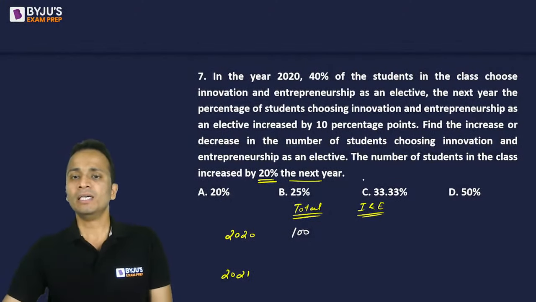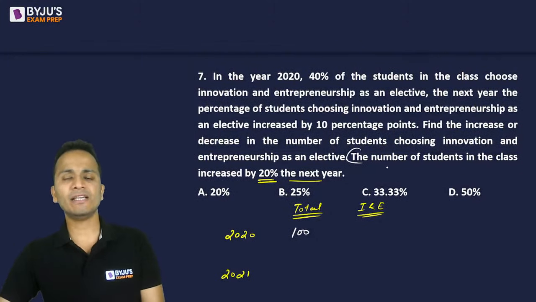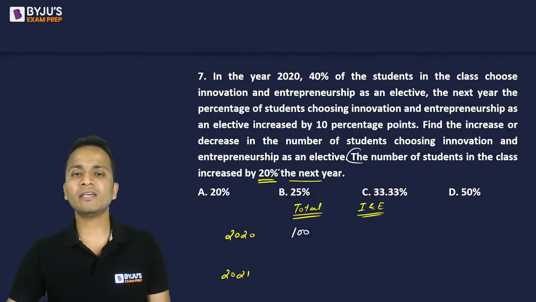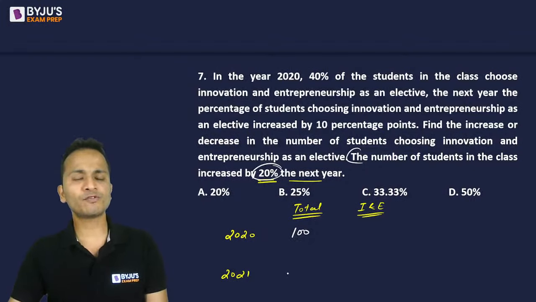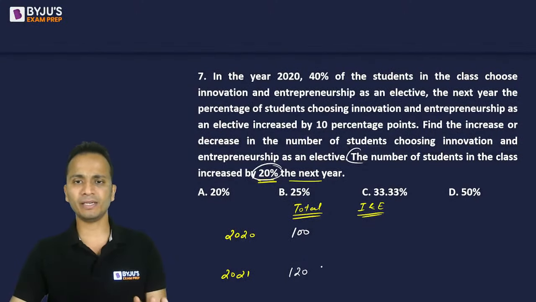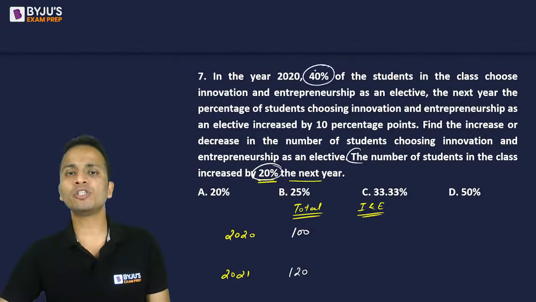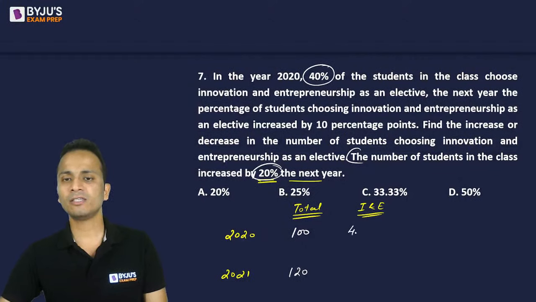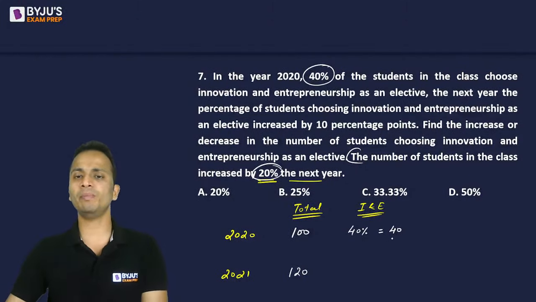Fine. Now the last line, look at the last line first of all. The number of students in the class increased by 20% in the next year. So if the total number of students in 2020 is 100, then the total number of students in the next year will increase by 20% and it will become 120, right? Simple thing. Now in 2020, that means the first year, 40% of the students in the class selected innovation and entrepreneurship, and that number will be equal to 40. So 40% of 100 will be equal to 40.